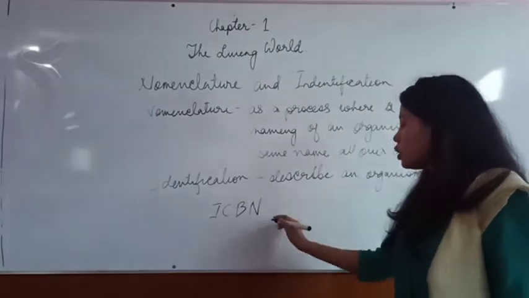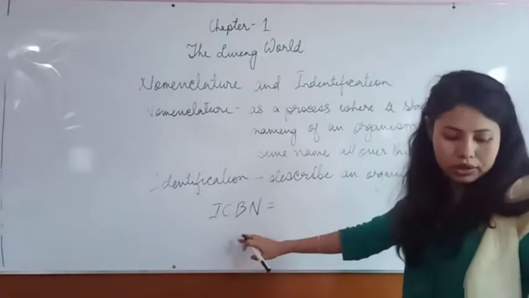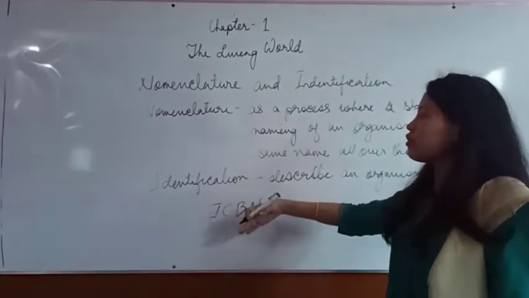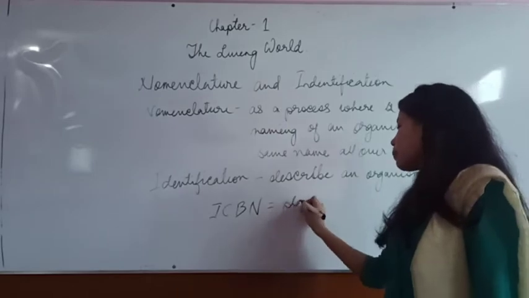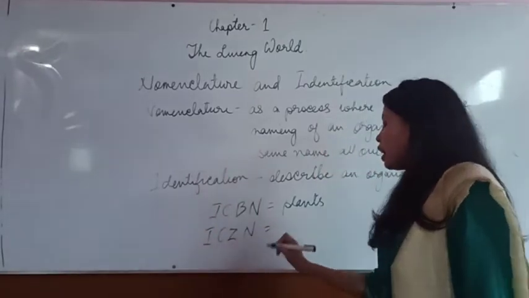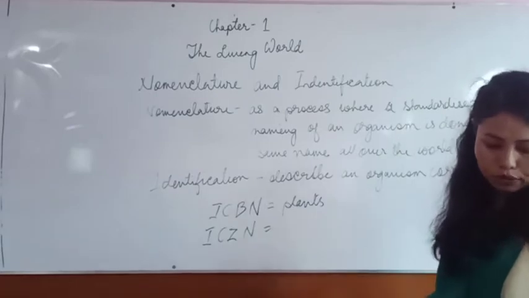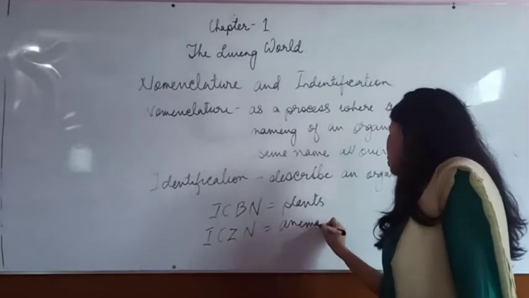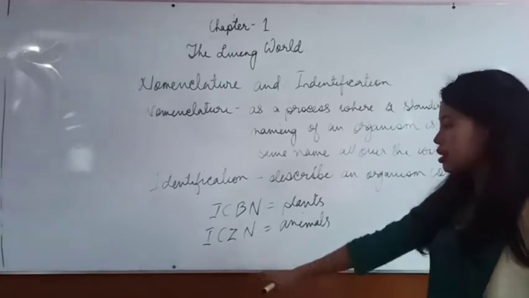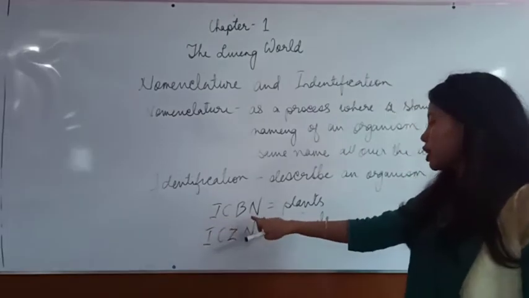This international code for botanical nomenclature is responsible for identification and for naming plants. And ICZN, which stands for International Code for Zoological Nomenclature, is responsible for animals. So they are responsible for identifying and giving names to animals. This is the International Code for Zoological Nomenclature, and this is the International Code for Botanical Nomenclature.